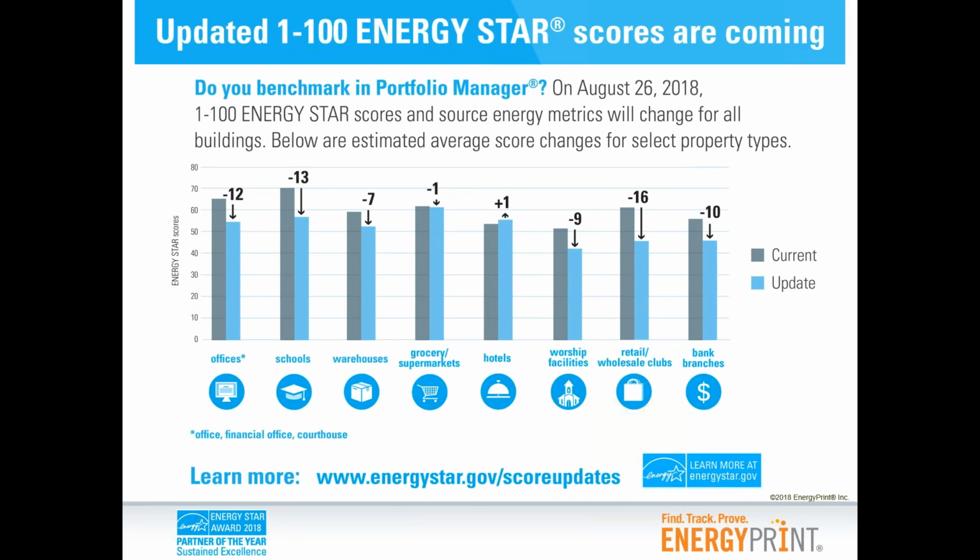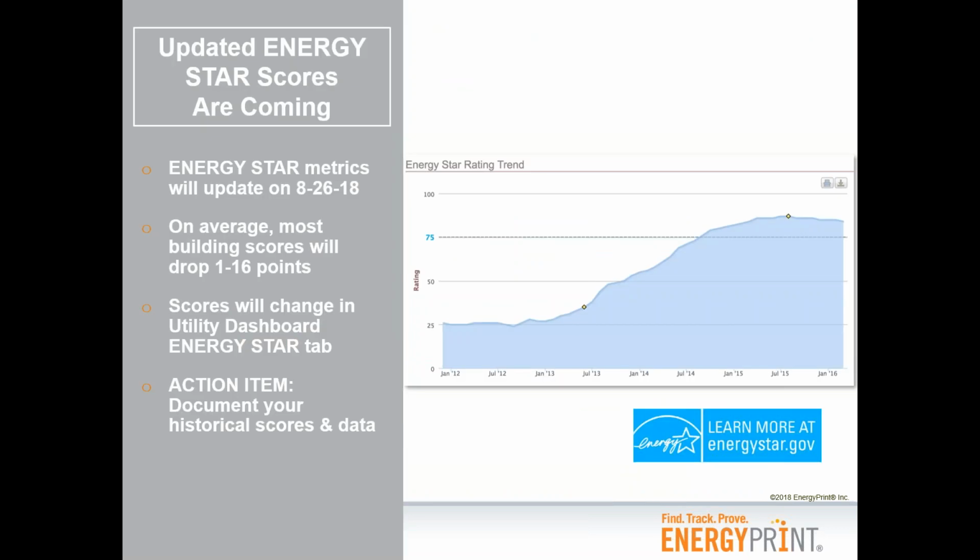Keep in mind that, again, these will affect your historical scores, so if you would like to collect that information, please go to the Utility Dashboard, Energy Star tab, and download the information there. This will not impact certifications that you've already received. Again, that date is August 26, 2018, effective the following business day.